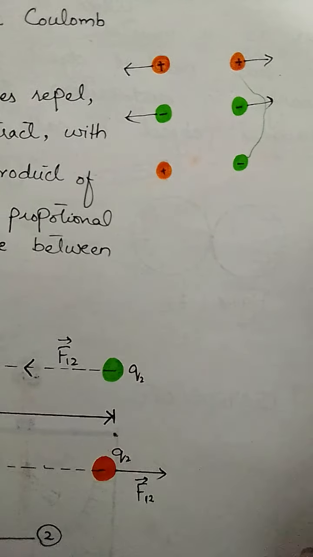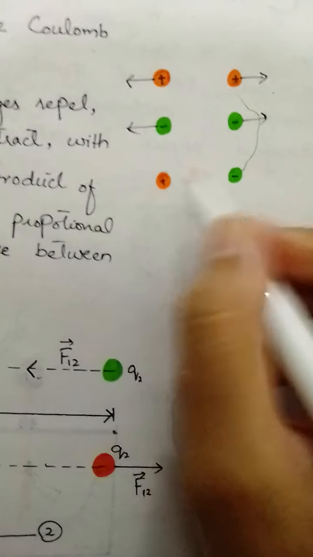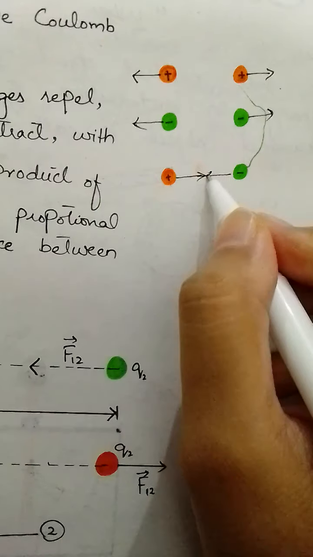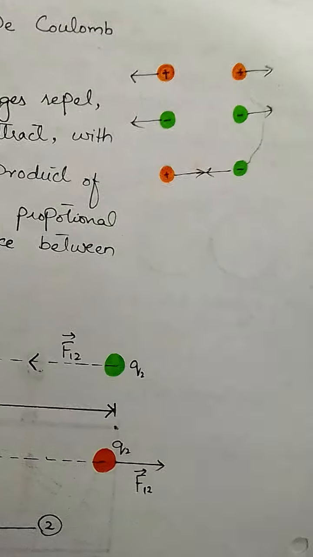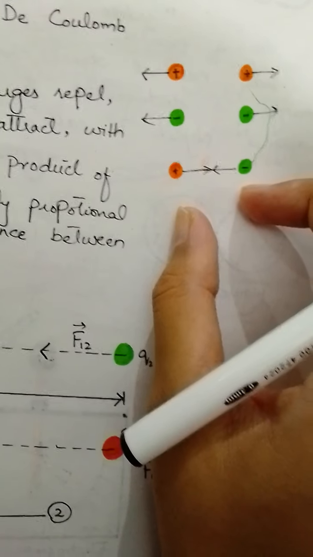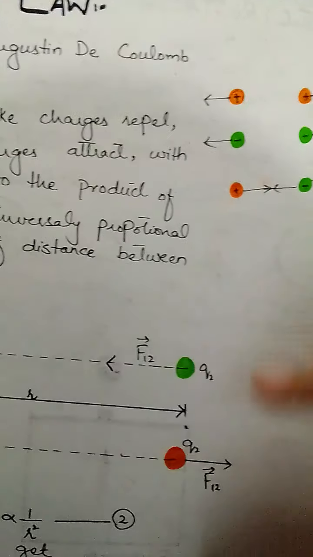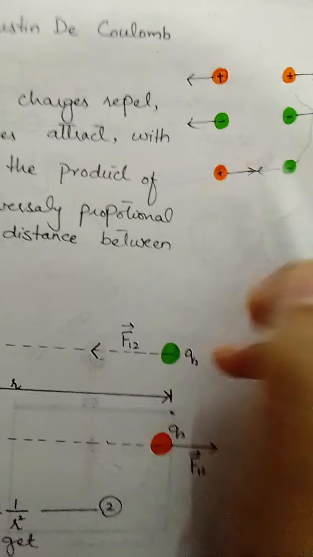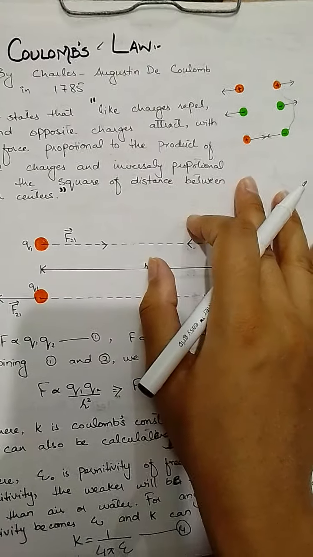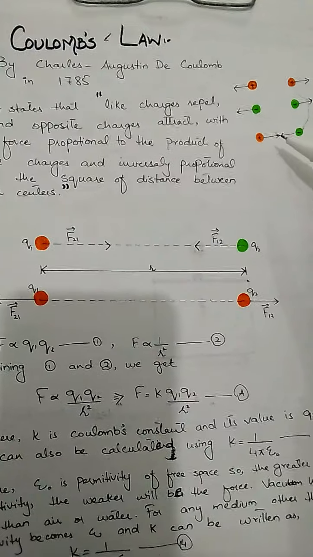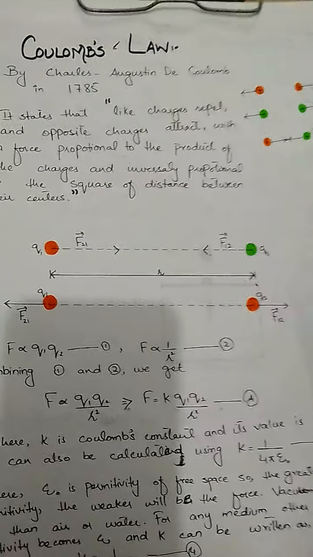But what happens with opposite charges is that they try to attract one another, right? They try to come closer to the other charge because of their opposite polarities, because of their opposite charges. But we have to know by how much force they will attract or repel each other.